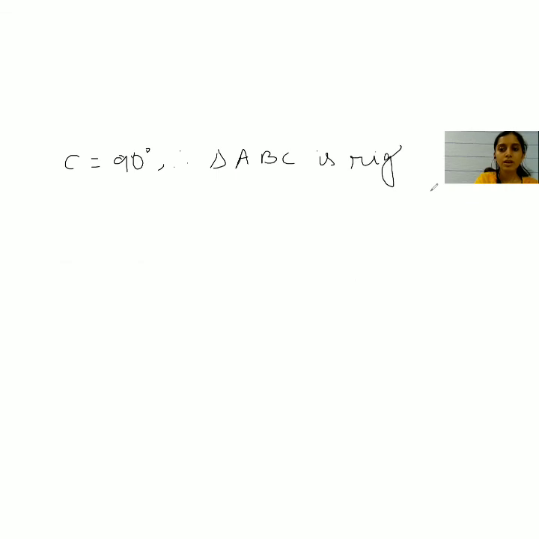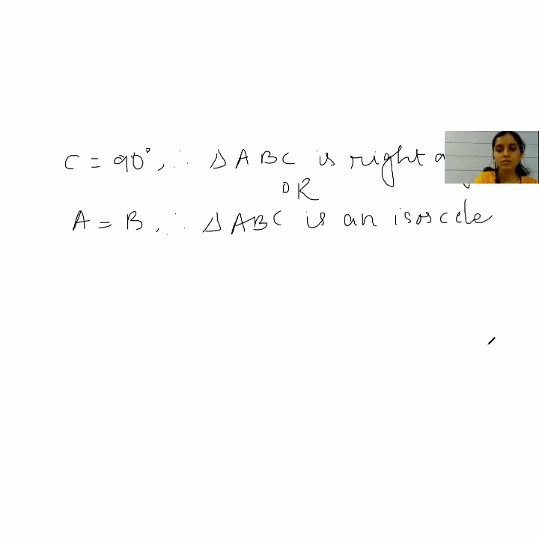Final answer is very important. We have to mention it over here. Triangle ABC is right angled. Or we can say A is equal to B. Therefore, triangle ABC is an isosceles triangle, right? So this is the conclusion that we get from the sum.